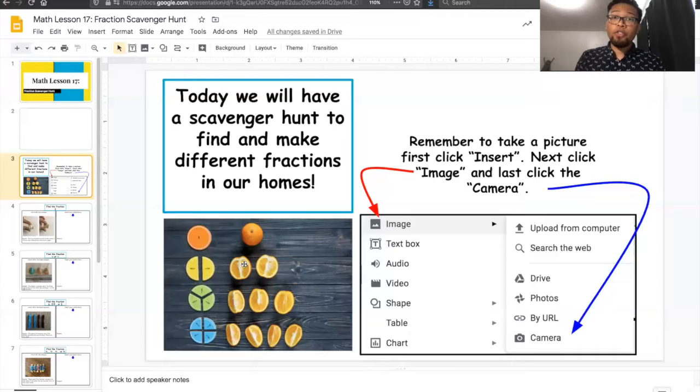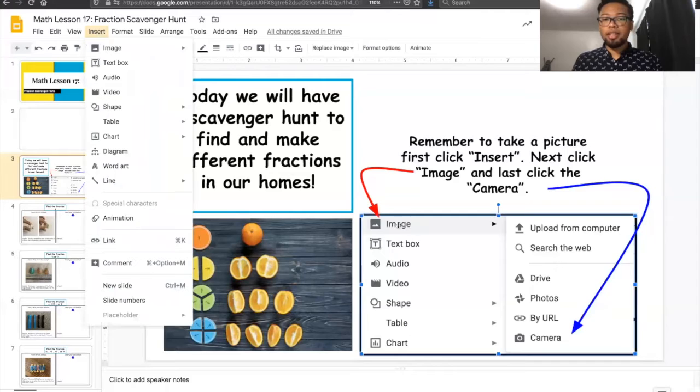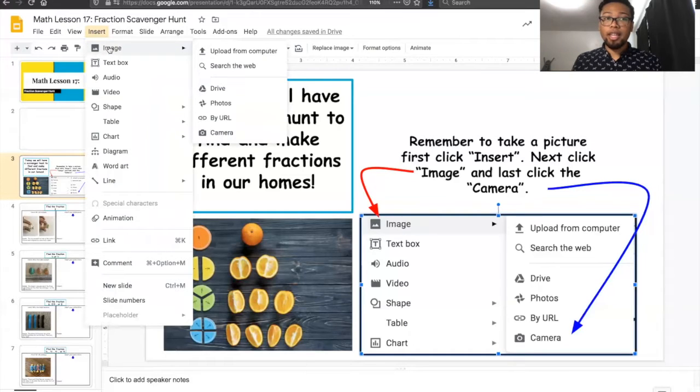So the most important thing for this activity is you're going to need a camera. So whether you're using an iPad camera or if you're just using your Chromebook camera like we're using right here, you can just hold the objects up to the camera and take a picture of it. To do that, we haven't done this in a while, like our very first lessons with Mr. G doing distance learning, you're going to go ahead and go to insert at the top here first, then you're gonna click image. After you click image, you're gonna go all the way down to camera and click the camera button.